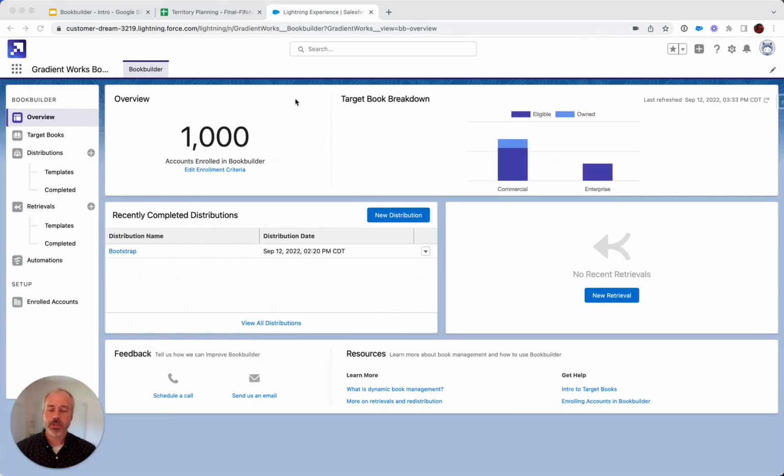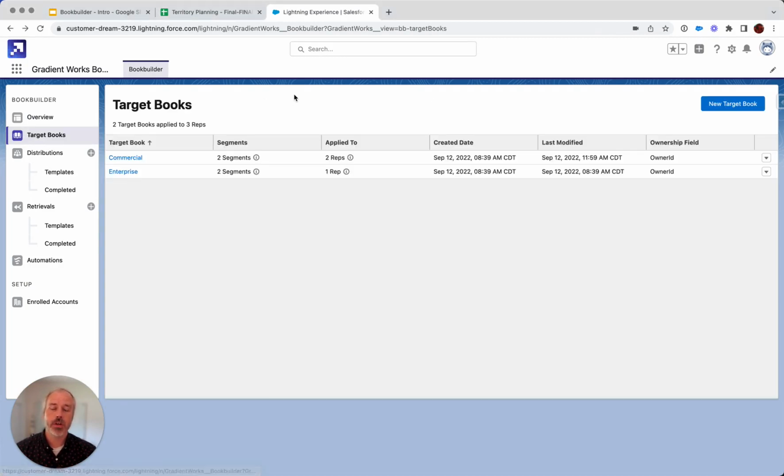When Ron first set up Dynamic Books, he went to GradientWorks Bookbuilder and he started out by setting up his target books. Now, Ron has two teams of reps: the commercial reps that focus on accounts with fewer than 500 employees, and the enterprise reps that focus on the larger tier. We're going to take a look at how Ron set up his commercial target book.